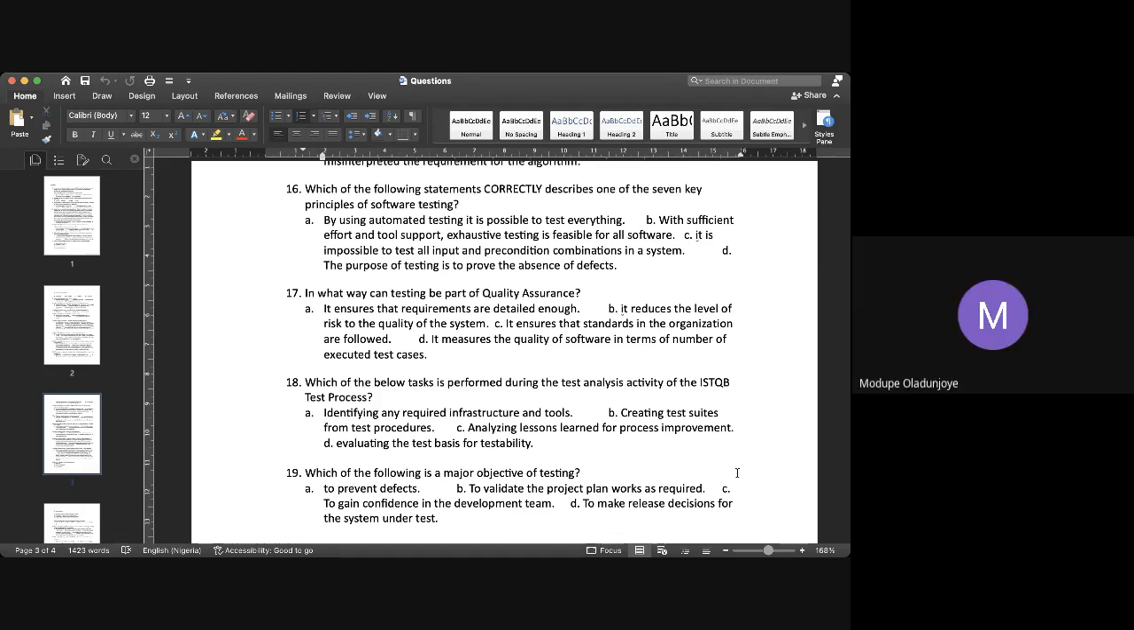I chose C before because I was thinking, okay, quality assurance. You got carried away with quality assurance, how standards are meant to be followed. Or it's talking about testing as part of quality assurance. Okay.